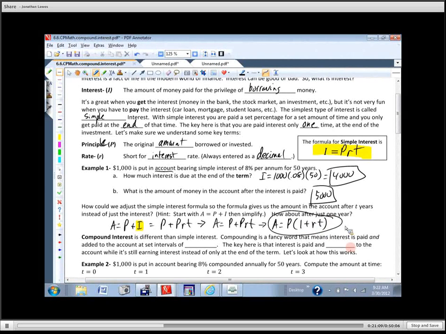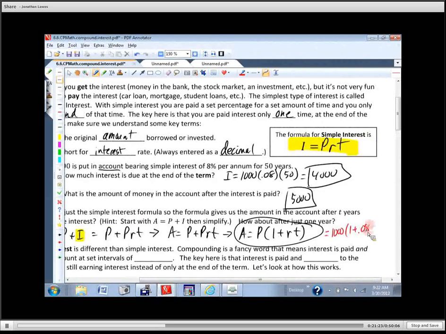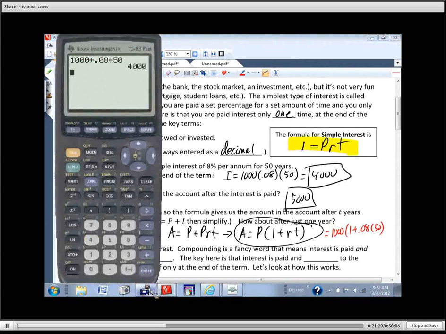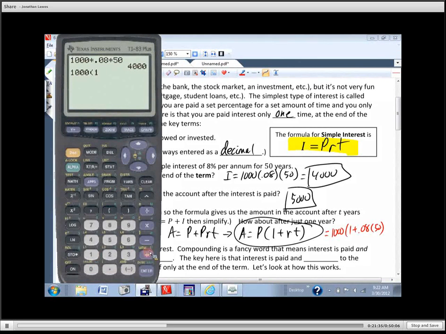So let's do this. In our example right here, what was the principal? 1,000. Okay, and then let's do 1 plus, what was the interest rate? 0.08. And then we're going to multiply that by the time of 50. So let's type that in the calculator. So we're going to do 1,000, and then parentheses, 1 plus 0.08 times 50. Now, if we did this correct, this should tell us the amount in the account after 50 years. We already know the answer. What should the answer be? Should be 5,000. Let's hit enter, and it tells us it's 5,000.